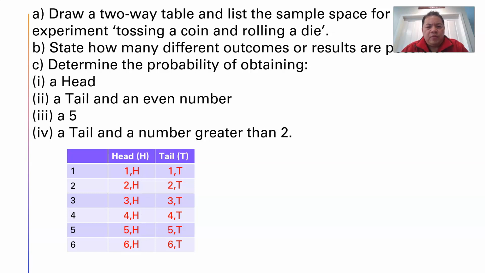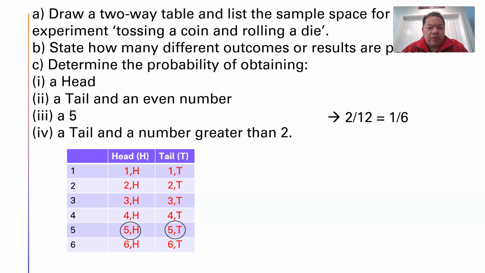By looking at the tail side, there are 3 possibilities to get a tail and an even number. And bearing in mind there are a total of 12 possibilities in this experiment. So the probability of a tail and an even number will be 3 out of 12, which is 1/4. What about the probability of obtaining a 5? It simply means you can have 5 head or 5 tail, isn't it? So it's 2 out of 12 chance, which is 1/6.